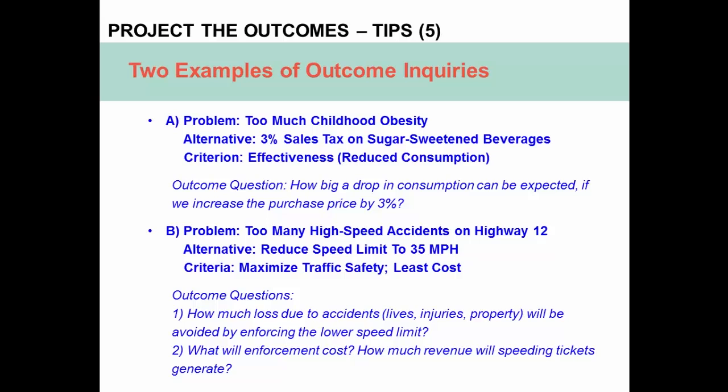On the criterion of least cost, one question we might ask is, well, what will enforcing this new speed limit require? We can imagine that we'll have to post more signs, perhaps have more highway patrol officers out in the field giving out tickets. A related question, of course, when our criterion is least overall cost, is how much revenue those speeding tickets will generate, because after all, that will reduce our overall cost.